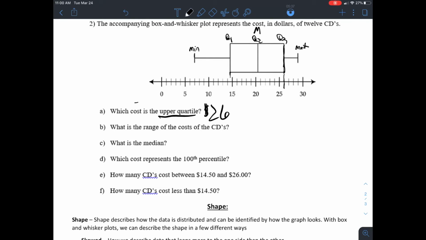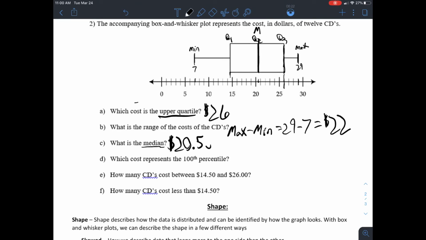Next, it asks us, what is the range? If you remember, range is our maximum value minus our minimum value. In this case, our maximum value is 29, and our minimum value is 7. So to find our range, we subtract 7 from 29 to get a range of $22. Our next question is asking us about a measure of center, the median. The median is represented by the line cutting our box, and it falls right between 20 and 21. So what dollar amount is between $20 and $21? $20.50 would fall between $20 and $21.